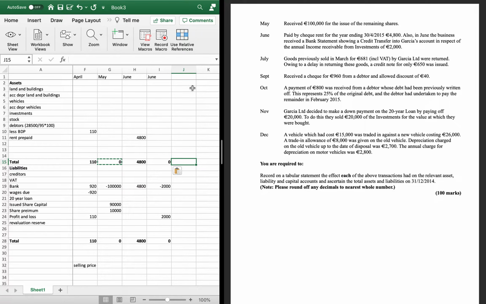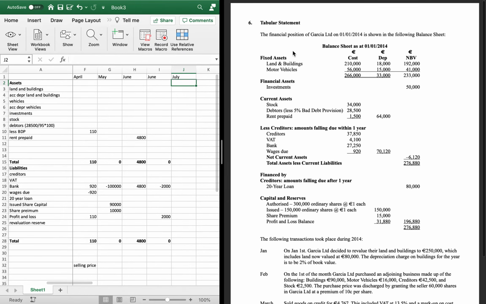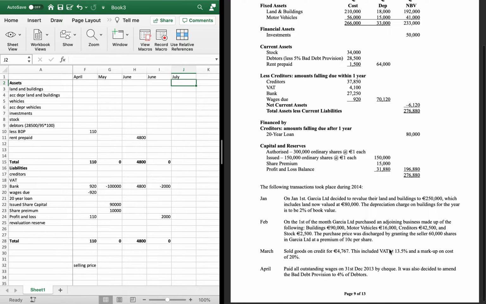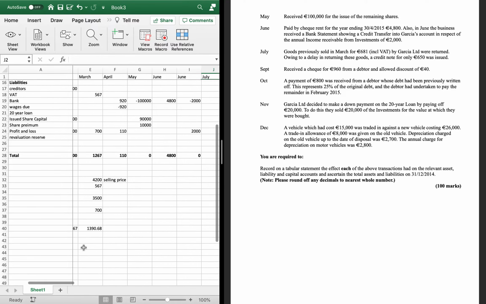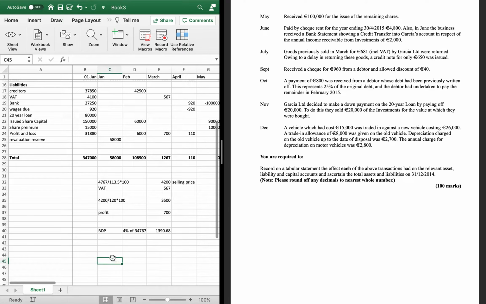July. Now, goods sold in March for 681. Let's go back to March. That's your VAT at 13.5 and markup on cost at 20%. So those two numbers still apply. So just remember that. So goods sold in March for 681, including VAT, returned. Owing to a delay in returning these goods, a credit note of 650 was issued. Now, what I'm going to do is I'm just going to work out the VAT and the cost price again.